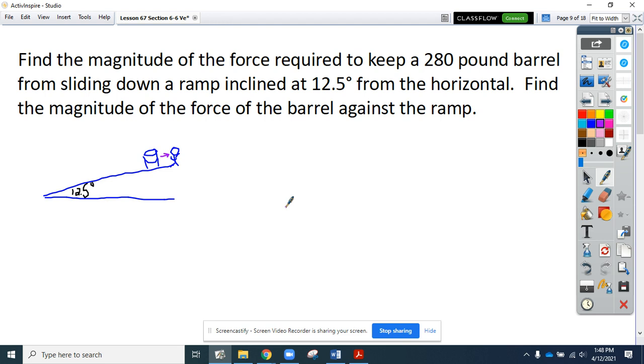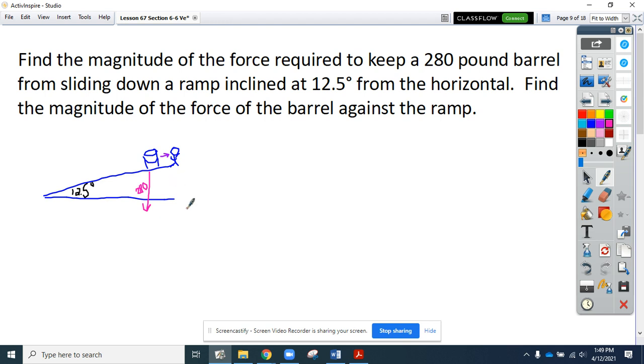Okay. So there are a couple of things going on here. We have the actual weight of the barrel. So the weight of the barrel, we have to think of as going straight down because weight deals with gravity. So straight down is the weight of the barrel, and that is 280 pounds. Okay, so that's the weight of the barrel.